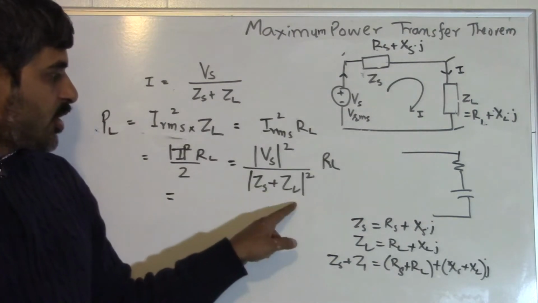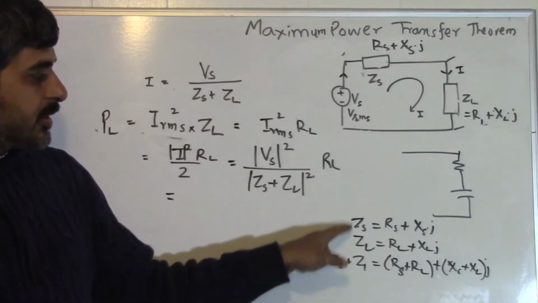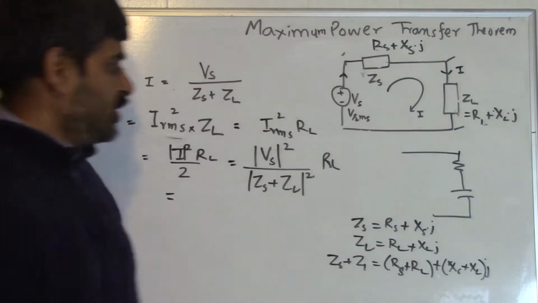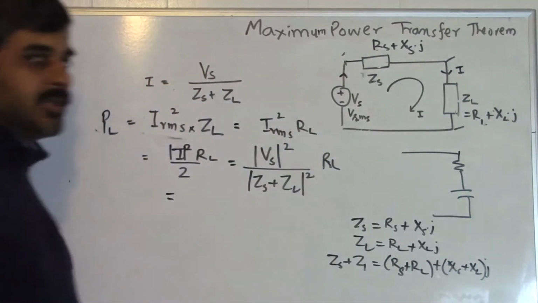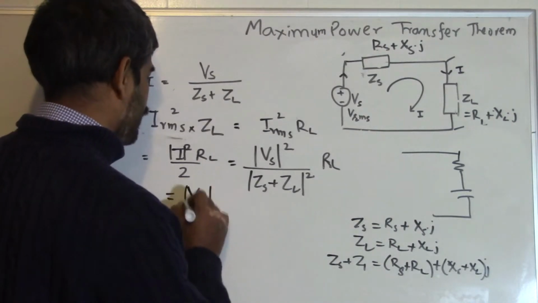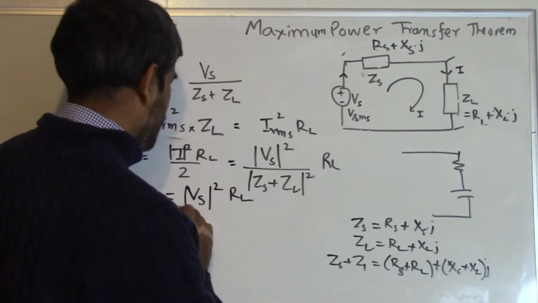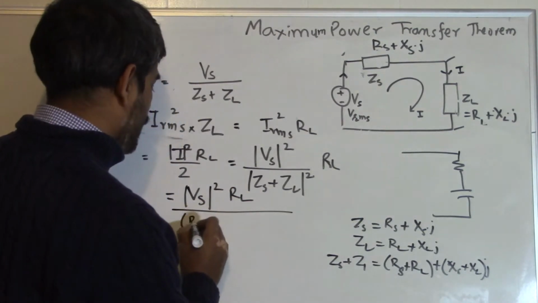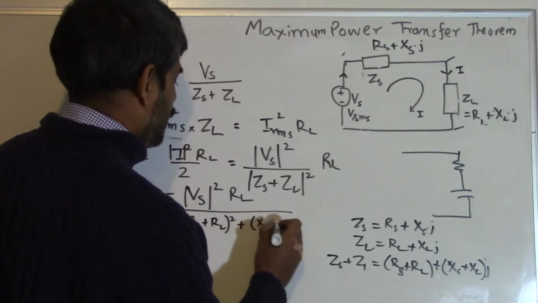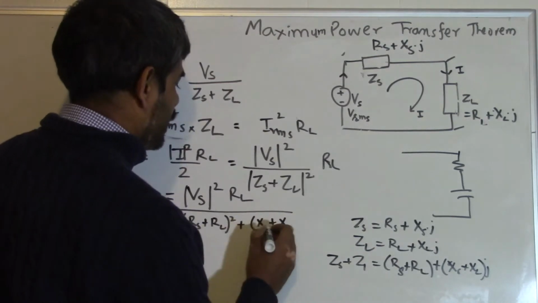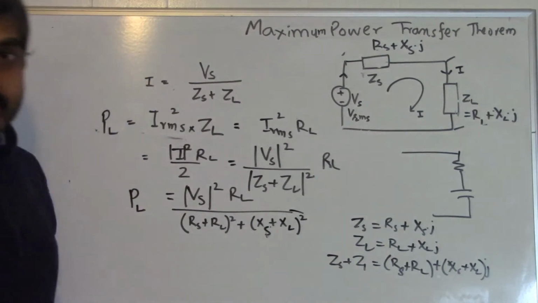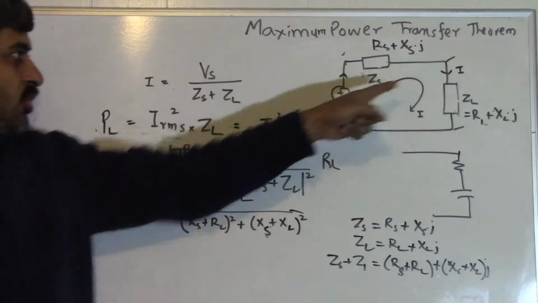We can also find this modulus by taking the dot product of Zs + Zl and Zs − Zl. It's a complex numbers formula. I will not go into the math of it, but I will write the final result: |Vs|² multiplied by RL divided by (Rs + RL)² + (XS + XL)². Our purpose is to maximize the power to this load.